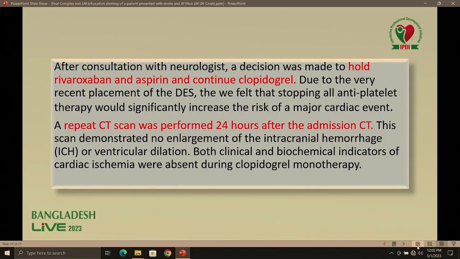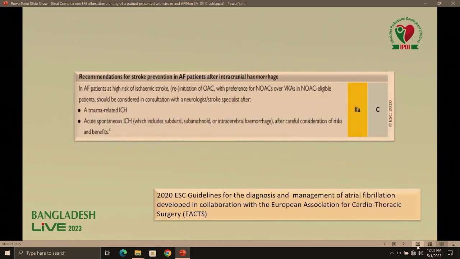After consultation with the neurologist, we held the rivaroxaban and aspirin and continued the clopidogrel. And on this treatment, the patient is stable. After 24 hours, we did a CT scan to see whether the hemorrhagic component had increased or not, but it was not increasing. And guidelines say, as a recommendation for stroke prevention in AF patients after intracranial hemorrhage, there is a need for consultation with the neurologist, the patient's clinical situation, and other risk factor assessment.